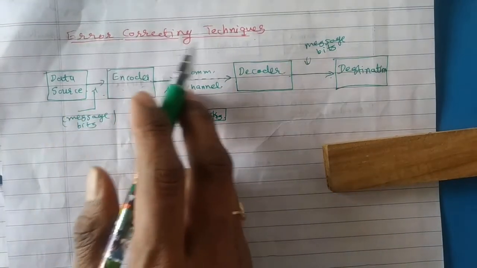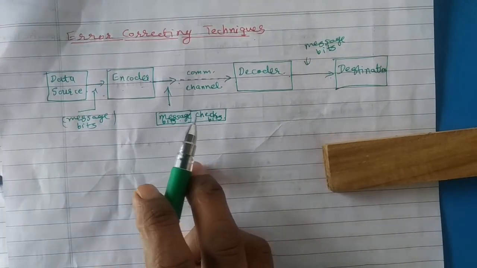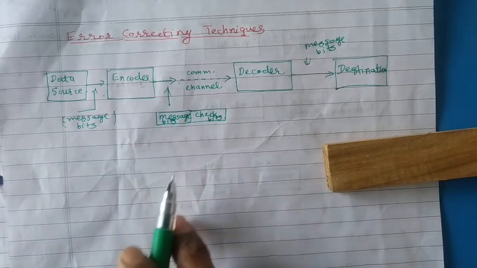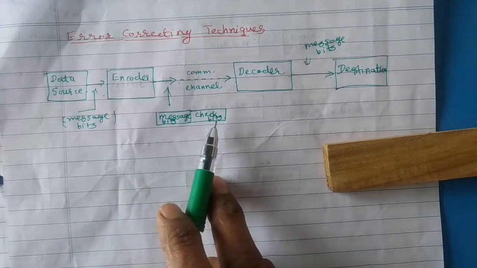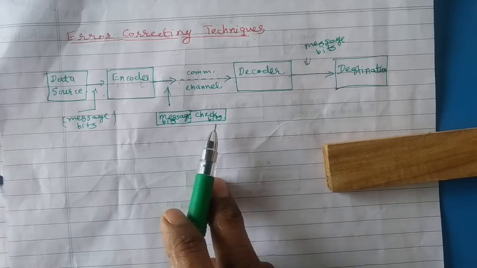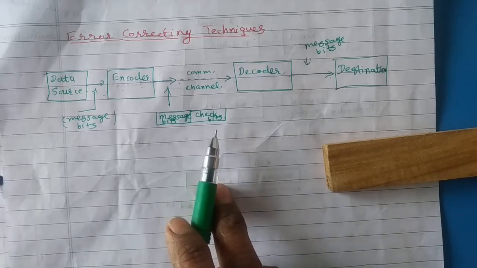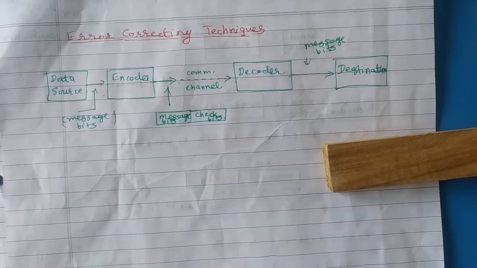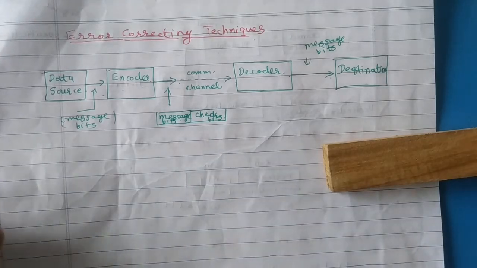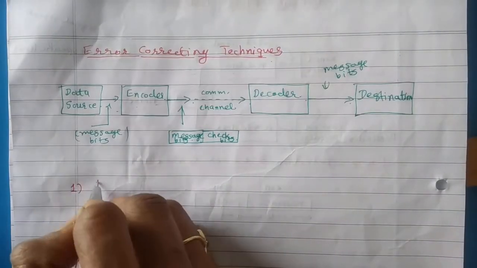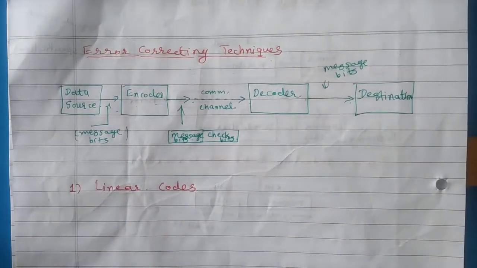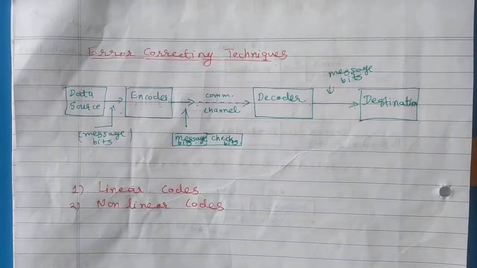But with this error correcting technique, we are increasing the transmission bandwidth because we are adding these extra check bits, redundancy bits. So ultimately it will increase the transmission bandwidth, and that is the disadvantage of the error correcting technique. Okay, now error correcting techniques are classified as linear codes and non-linear codes. First we will discuss the linear code.